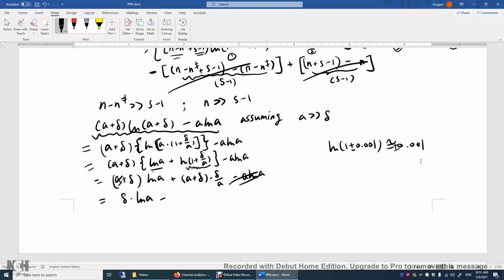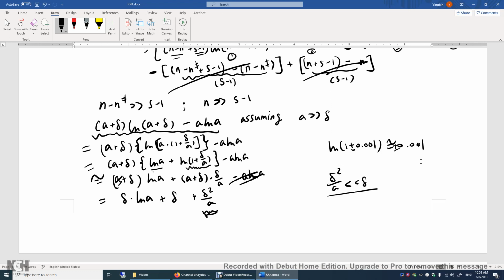All right, and then we get A times delta over A. It's just delta, and then plus delta squared over A. We do have 3 terms here. Oh, by the way, it's better to use the approximation sign here. We do have 3 terms here, but this term is much smaller than delta.